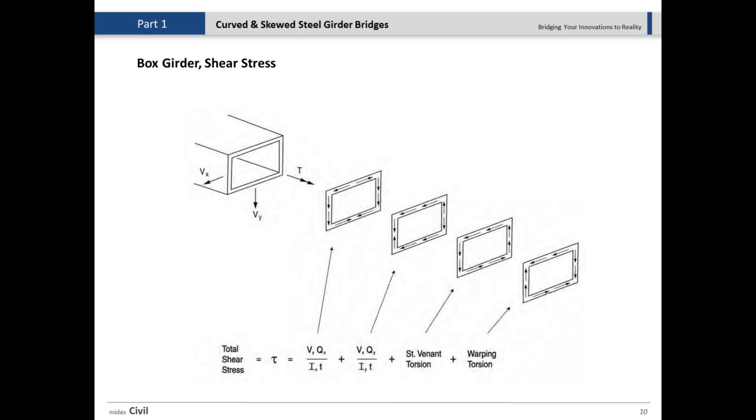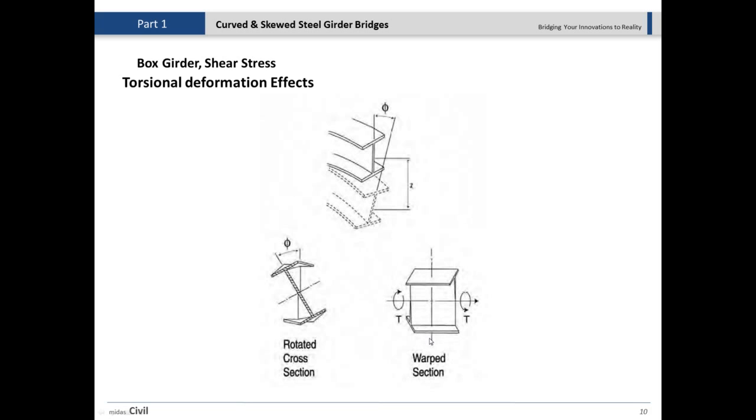Alright, the same thing for the shear. When we have the boxes, again those shear forces and torsion, you see the main components coming from the shears, and also additional torsions coming from the warping torsion.